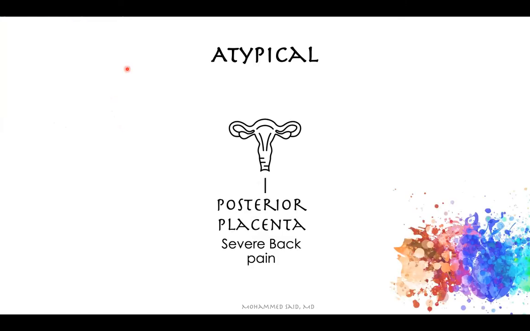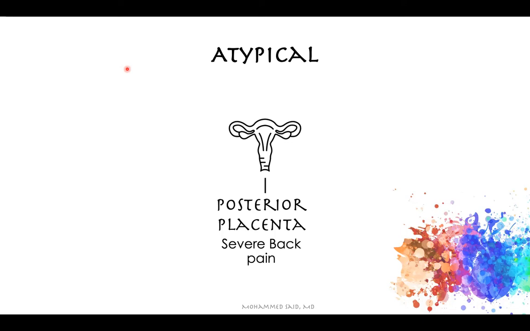Then with the atypical presentation, some patients, when they have a posterior placenta and then you have the abruption, the only presenting symptom is going to be severe back pain, and that can be tricky. One of the tricks that you can do to diagnose these patients is, when you press on their bellies, the pain is going to be worsened by that, because you're basically compressing the fetus against the placenta, which is going to cause more pain. So you compress her belly, she's going to have more pain.